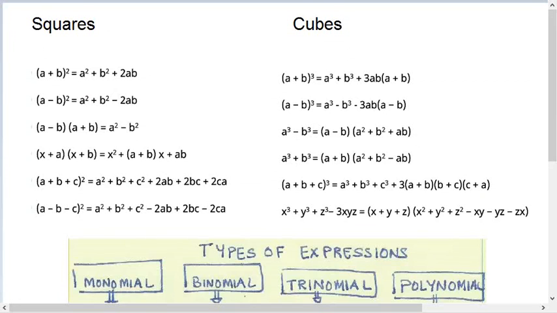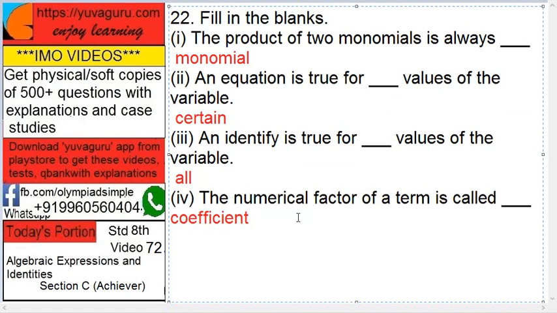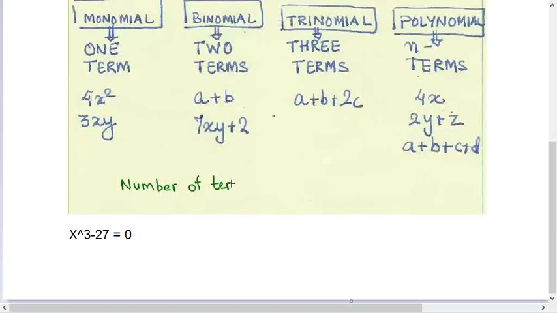These are identities. Okay. The numerical factor of a term is called the coefficient. Numerical factor means what? In 4x square, this 4 is the numerical factor. In 3xy, 3 is the numerical factor.